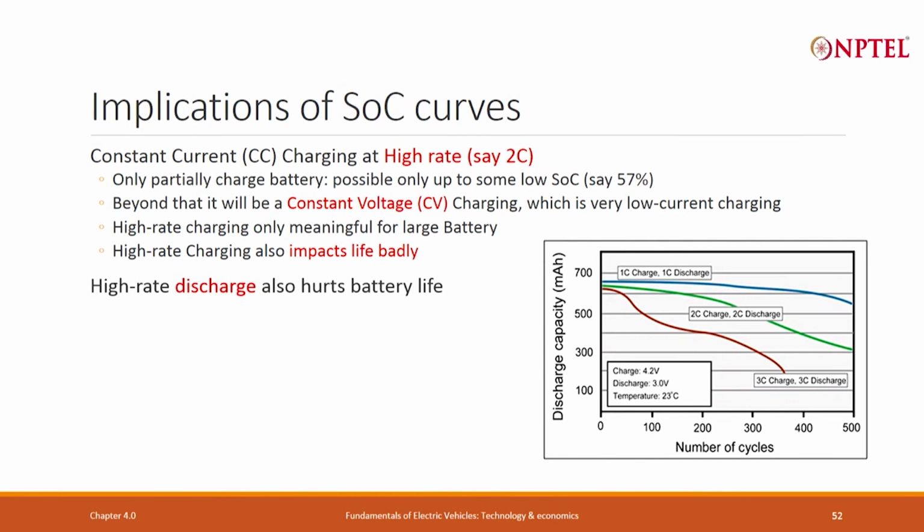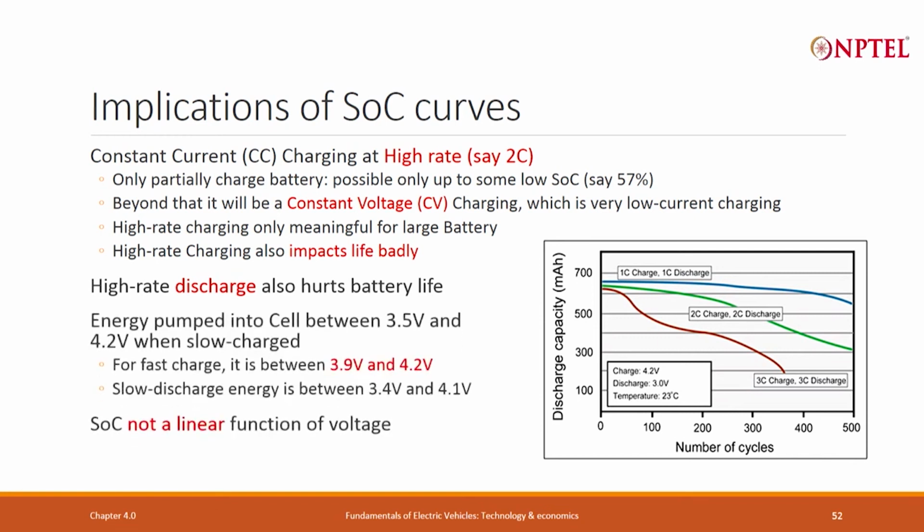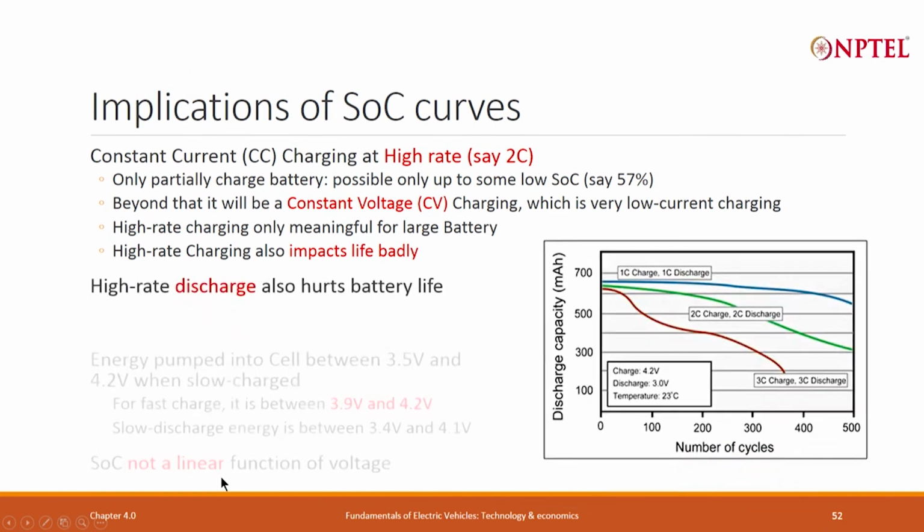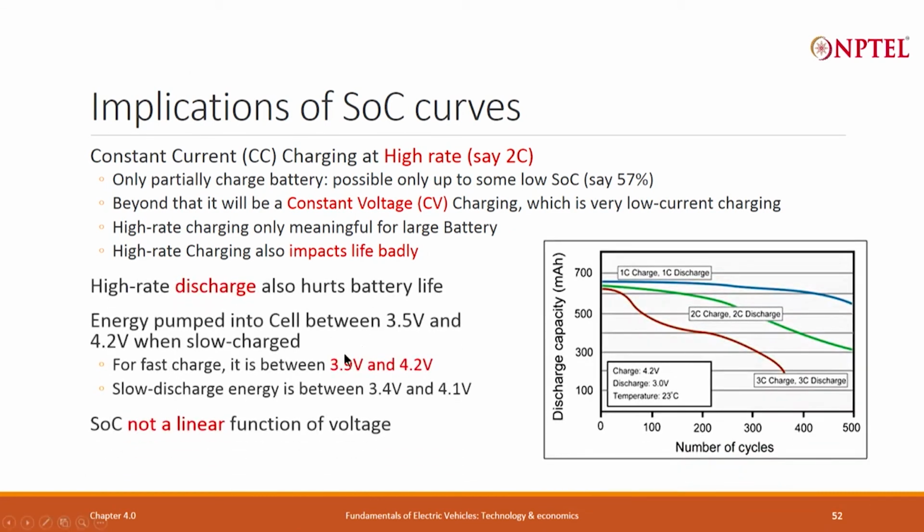High rate of discharge also hurts the battery life. Now, again you see 1C charge discharge, it is something like this, 2C it is already becoming like this, 3C almost destroying the battery. Of course, there are batteries which can charge and discharge at 3C, but any 3C discharge will hurt the battery compared to low rate discharge. Energy pumped into the cell is between 3.5 and 4.2 volt when slow charged. That is what you see here. But for fast charge, it is between 3.9 and 4.2. So, the voltage is changing only to a very limited extent. Slow discharge, energy is between 3.4 and 4.1.